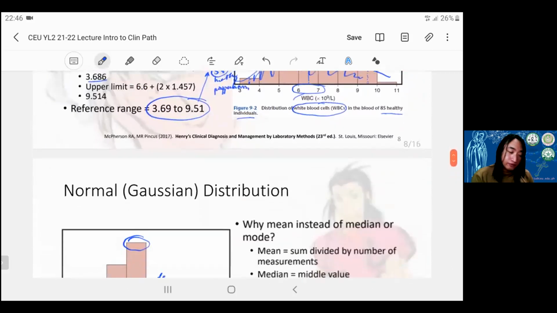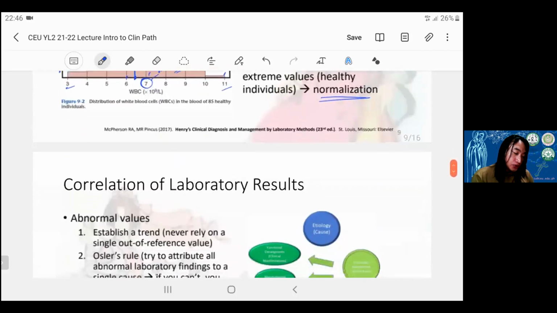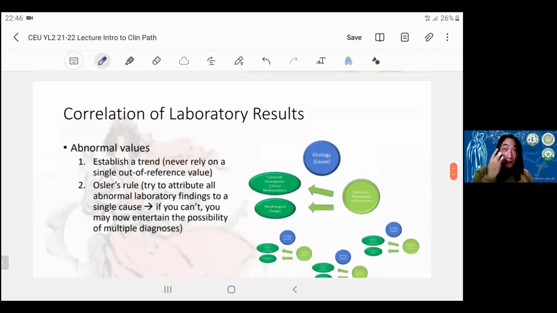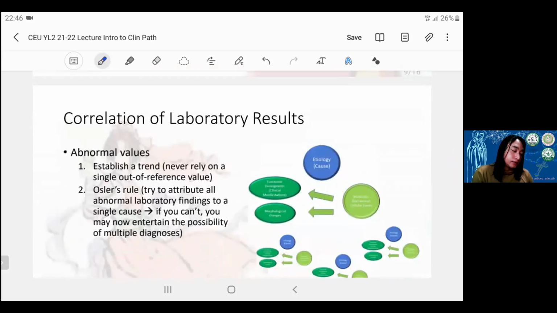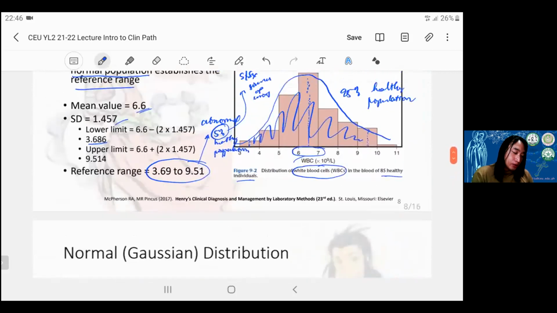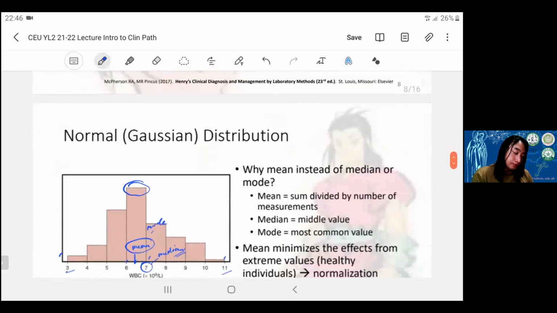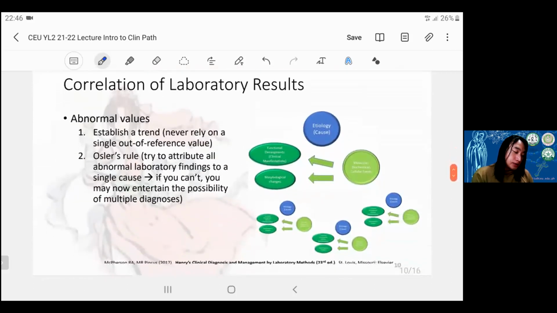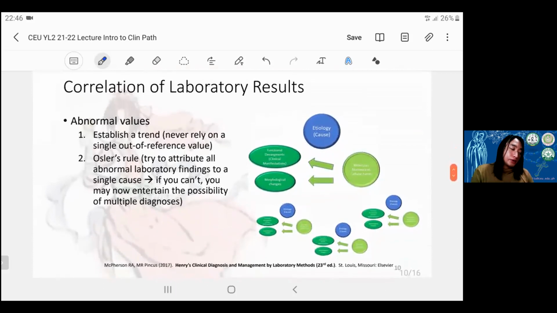So now that we have established the normal values for certain laboratory tests, we now want to know if the out of reference range values would be abnormal or would belong to the healthy 5% population. So for the correlation of laboratory results, there are 2 steps in determining if these abnormal values are correlated with the clinical signs and symptoms. Number 1, you need to establish a trend. Don't rely on a single out of reference value. So what does this mean?